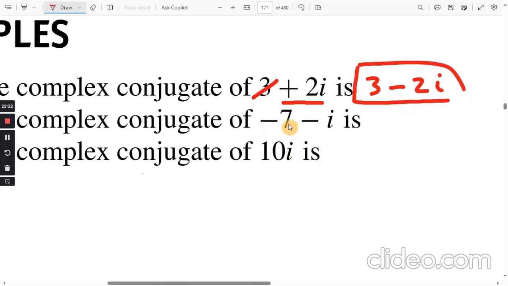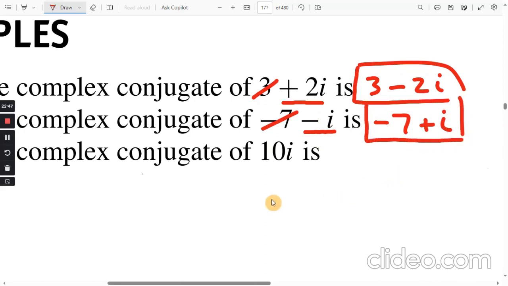All right, for negative 7 minus i, the imaginary portion is negative i. We keep the negative 7. And negative i becomes positive i. All right, finally, positive 10i. The imaginary portion is 10i. So the complex conjugate is going to be negative 10i.